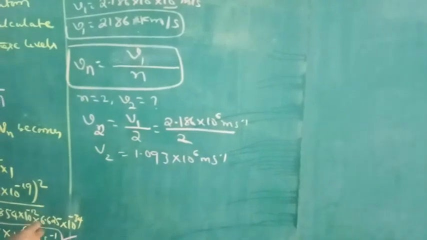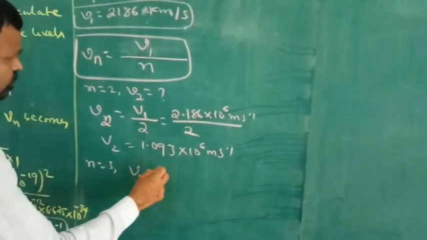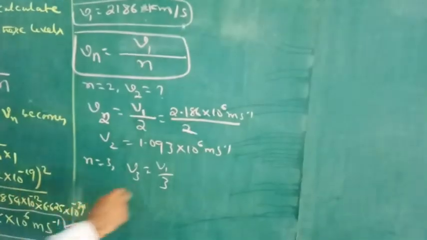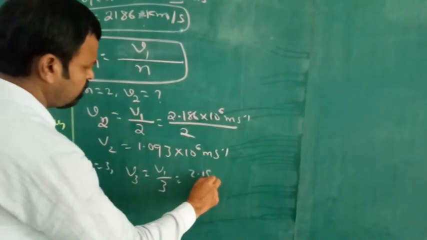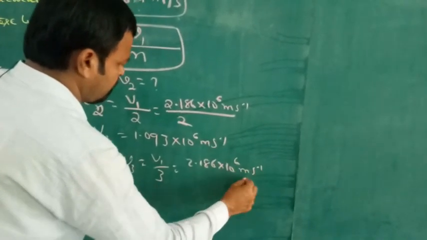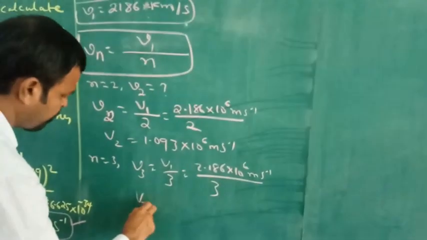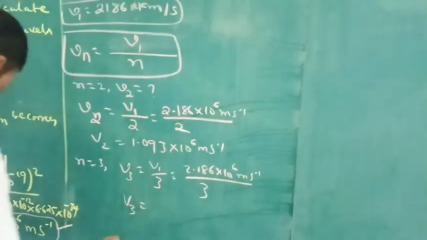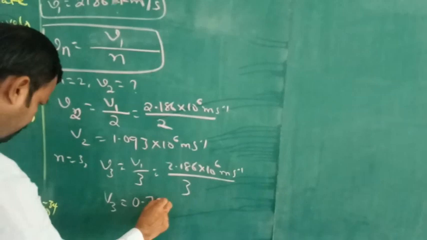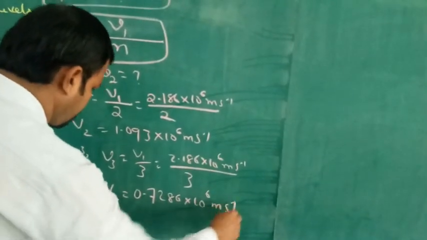Similarly, for the third orbit, n is equal to 3. Therefore, V3 is equal to V1 by 3. Use this formula. V1 is 2.186 into 10 power of 6 meter per second divided by 3. Finally, we can get V3 is equal to 0.7286 into 10 power of 6 meter per second.